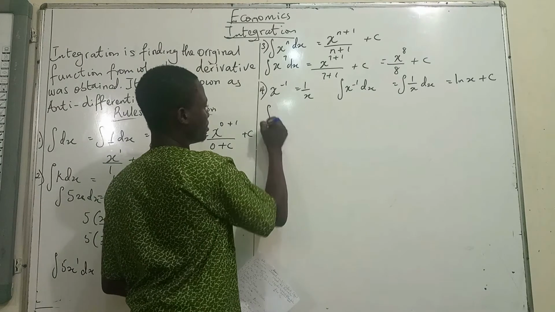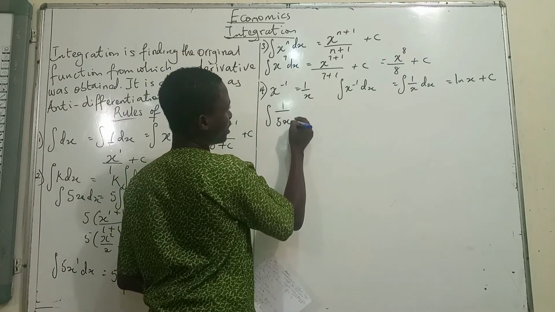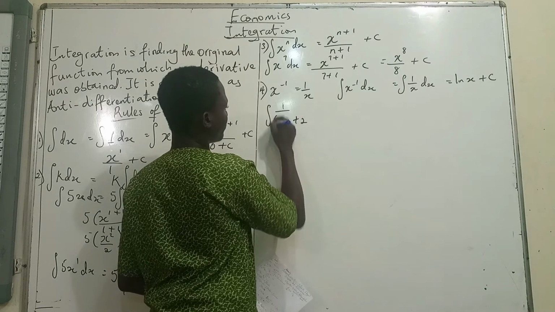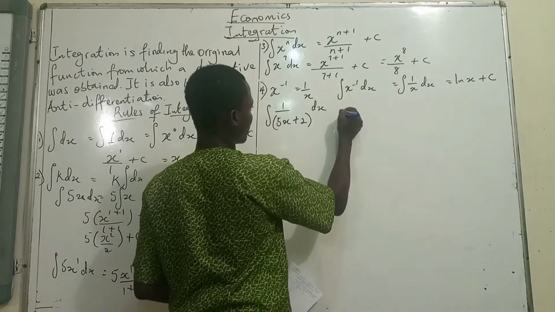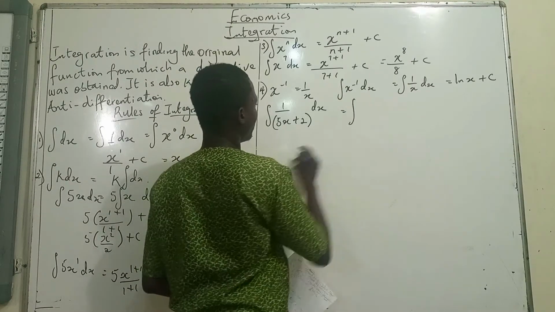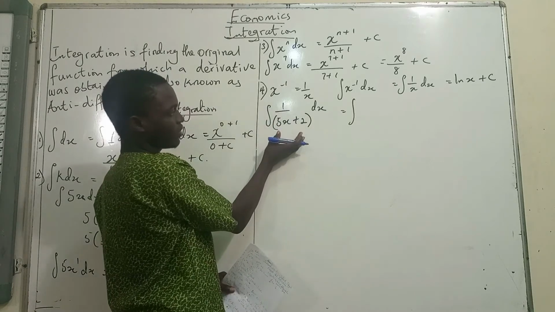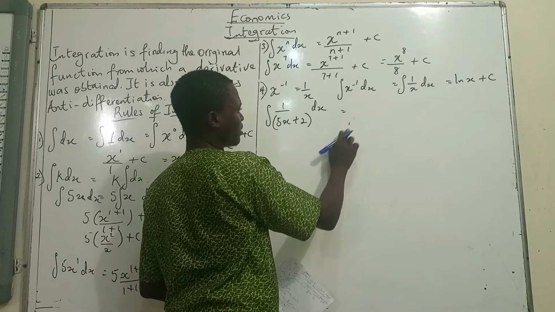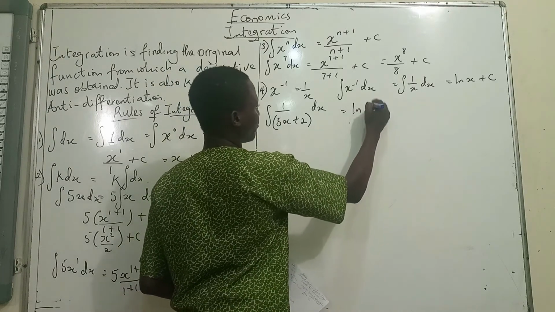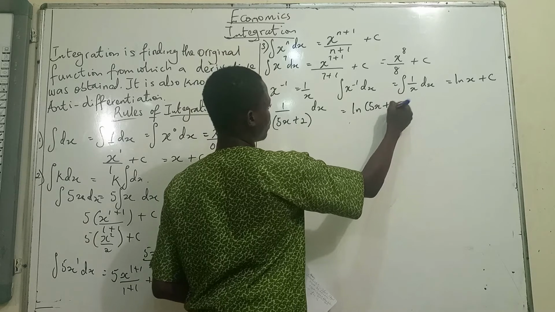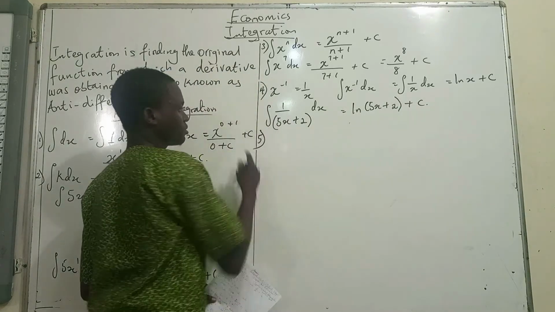Let's give an example. We have the integral of 1 over 5x plus 2 dx. So this is 1 over a function of x, right? I don't need to write the integral again. So this is just going to give us ln of 5x plus 2, then plus the constant term. That's all. So we are done with that.